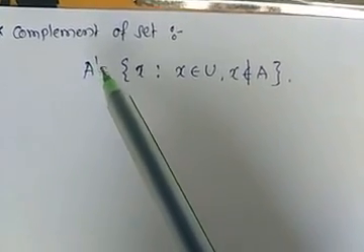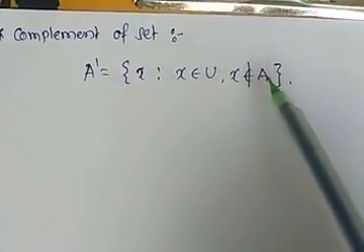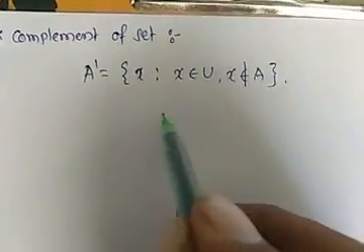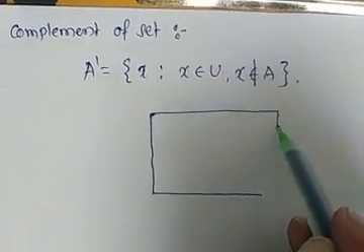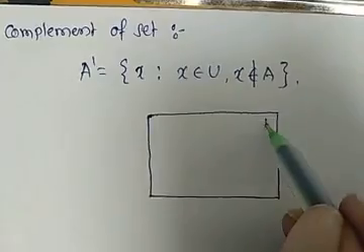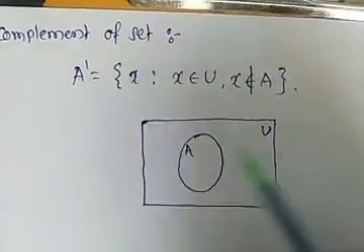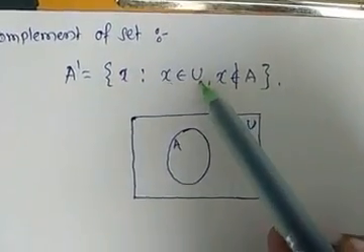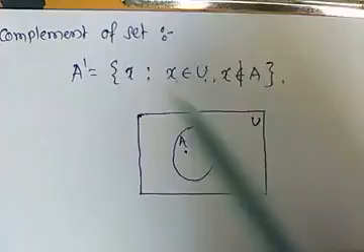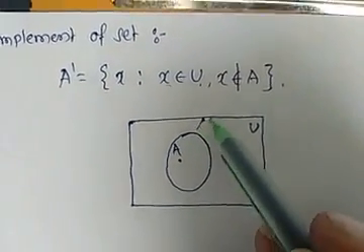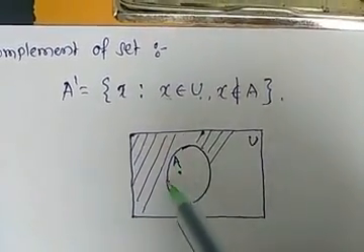complement, A dash, is equal to X such that X belongs to U and X does not belong to A. Okay, now its diagrammatic representation will be of this type. Here U is the universal set. If A is a set, this is our set A. Here the definition is X belongs to U and X does not belong to A. That is, an element from set A does not belong to its complement, so the outer side will be its complement. Okay, this will be the complement of set A.